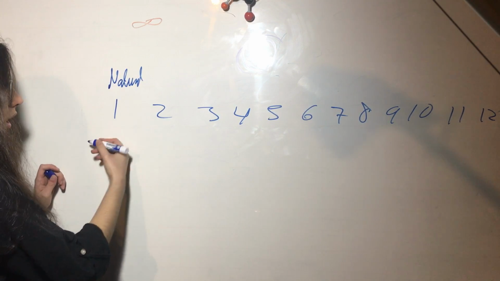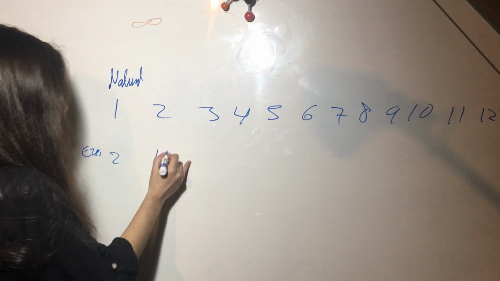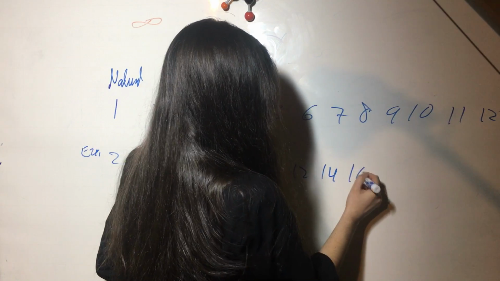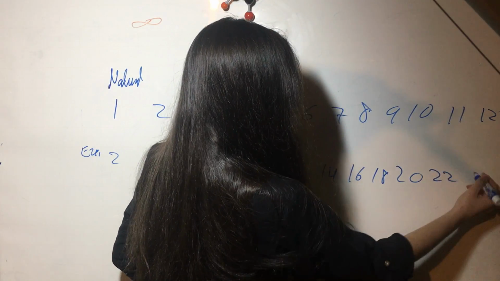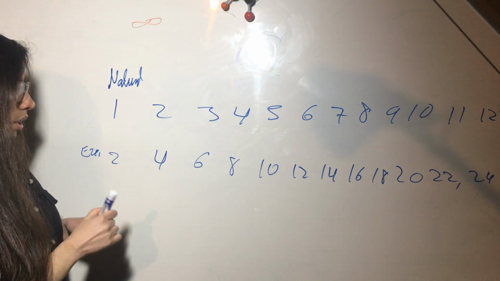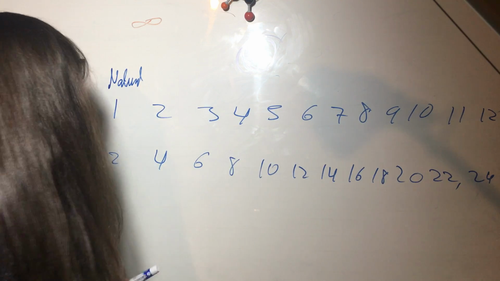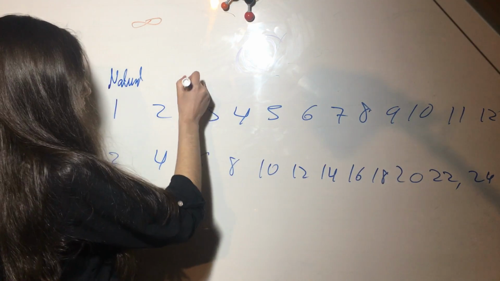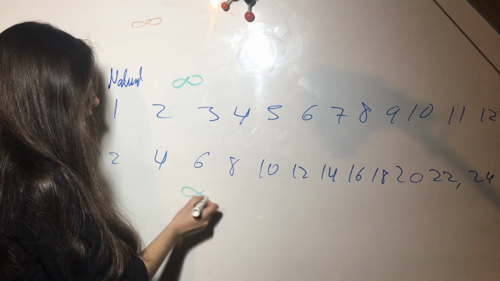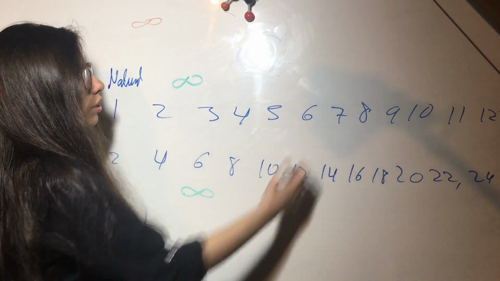Then we are going to put the even numbers. So we have 2, 4, 6, 8, 10, 12, 14, 16, 18, 20, 22, 24. Somebody could say that the amount of natural numbers is infinity and the amount of even numbers is infinity. There are infinity even numbers and there are infinity natural numbers.